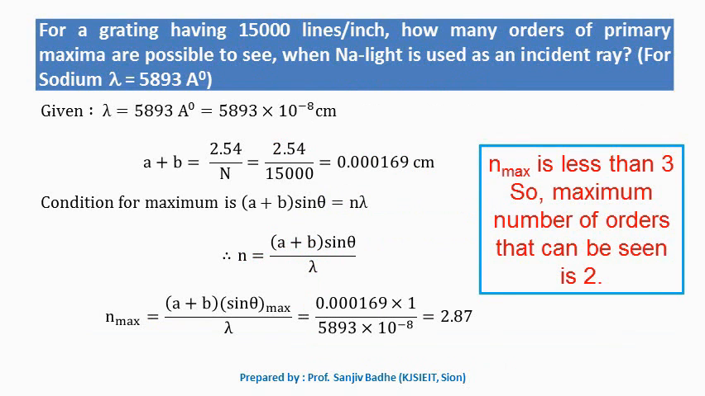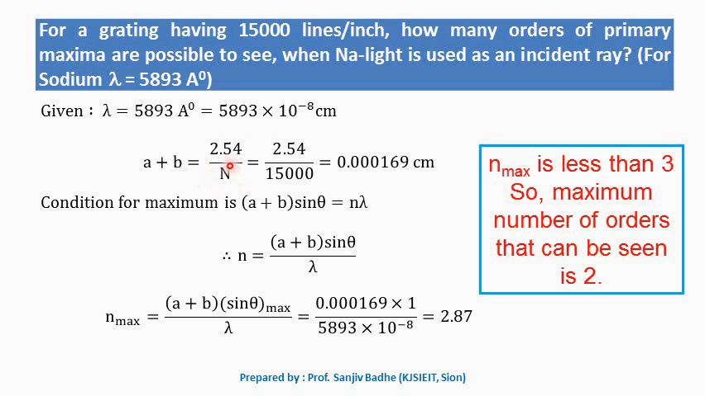This is another one in which we will try to calculate maximum number of orders that can be seen. The problem is, for a diffraction grating having 15,000 lines per inch, how many orders of primary maxima are possible to see when sodium light is used as an incident radiation? For sodium, wavelength is 5893 angstroms. So in this problem, wavelength is given as 5893 angstroms, that is 5893 into 10 raised to minus 8 centimeters.